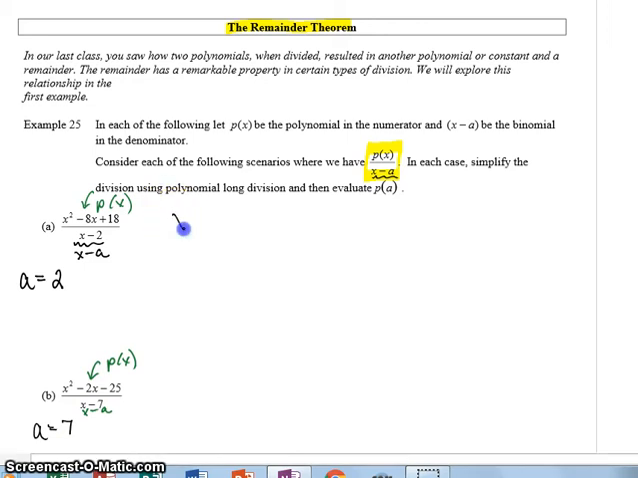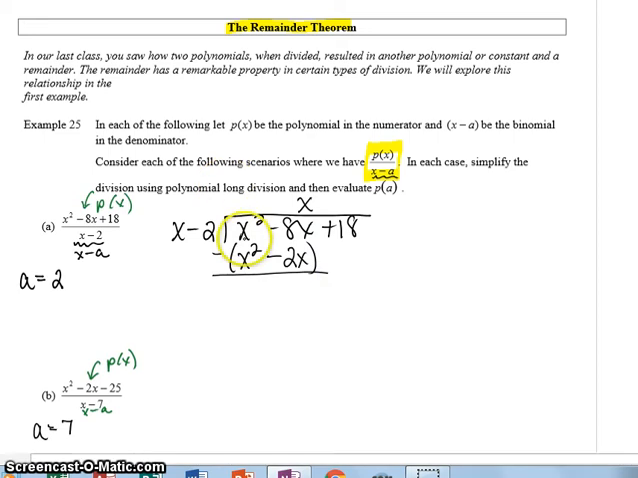We did this last class, so x minus 2 is going to be divided into x squared minus 8x plus 18. How many times can x go into x squared, or x times what gives you x squared? Well, it's an x. x times x is x squared. x times negative 2 is negative 2x. Put it in parentheses, subtract, but that subtraction means change all your signs.